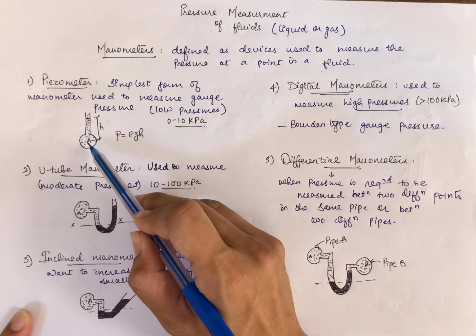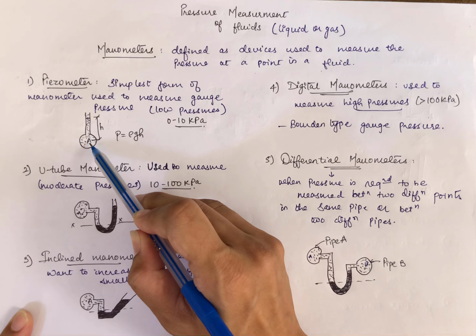If I want to find the pressure at the center of the pipe, that is at point A, then the pressure at point A will be equal to rho g h, where rho is the density of the fluid which is there in the pipe, g is the gravitational acceleration, and h is the height of the water column which is present in the glass tube.